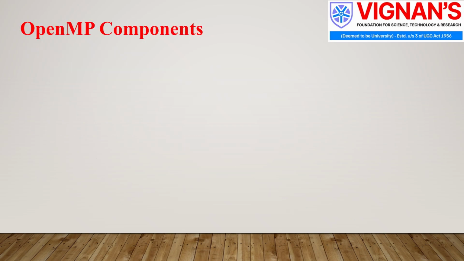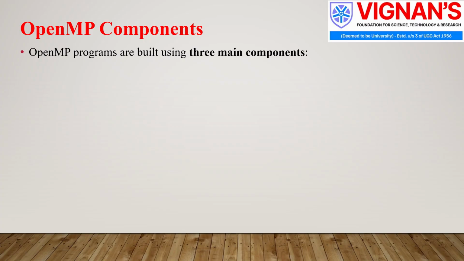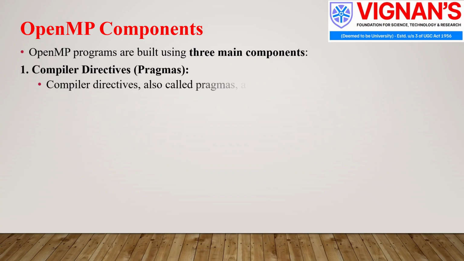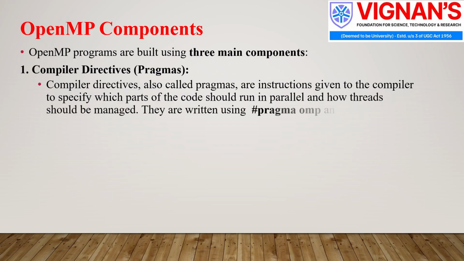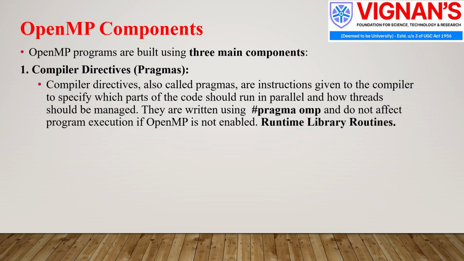OpenMP components. OpenMP programs are built using three main components. These components work together to simplify and control parallel execution in shared memory systems. Compiler directives, pragmas. Compiler directives, also called pragmas, are instructions given to the compiler to specify which parts of the program should run in parallel and how threads are managed. They are written using #pragma omp. If OpenMP is not enabled, these directives are ignored and the program runs normally.